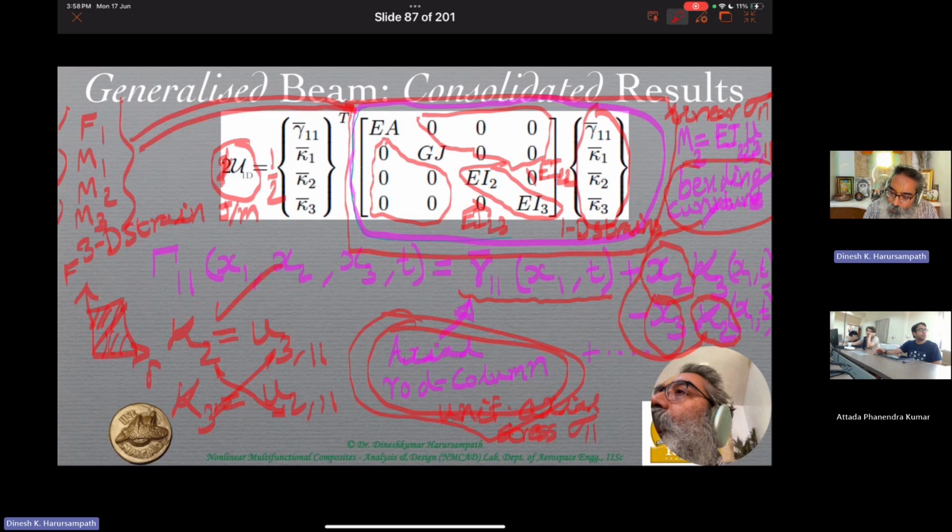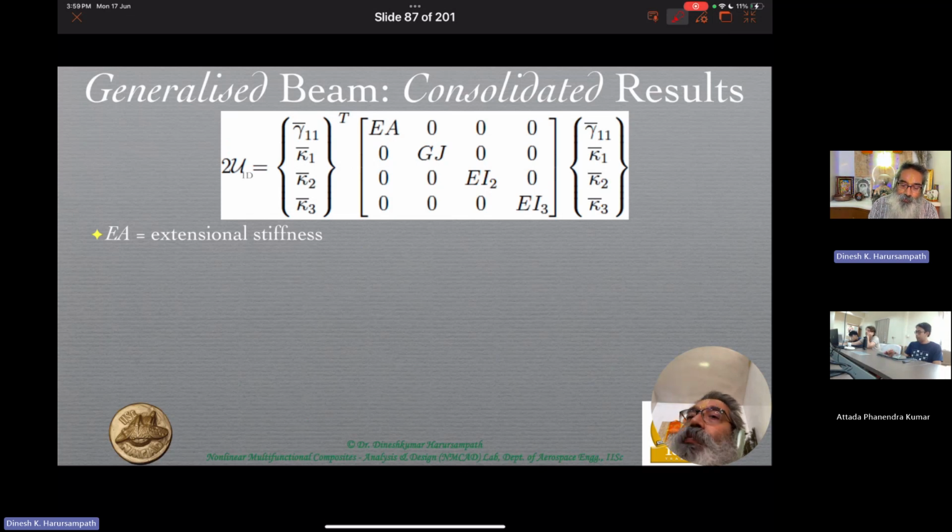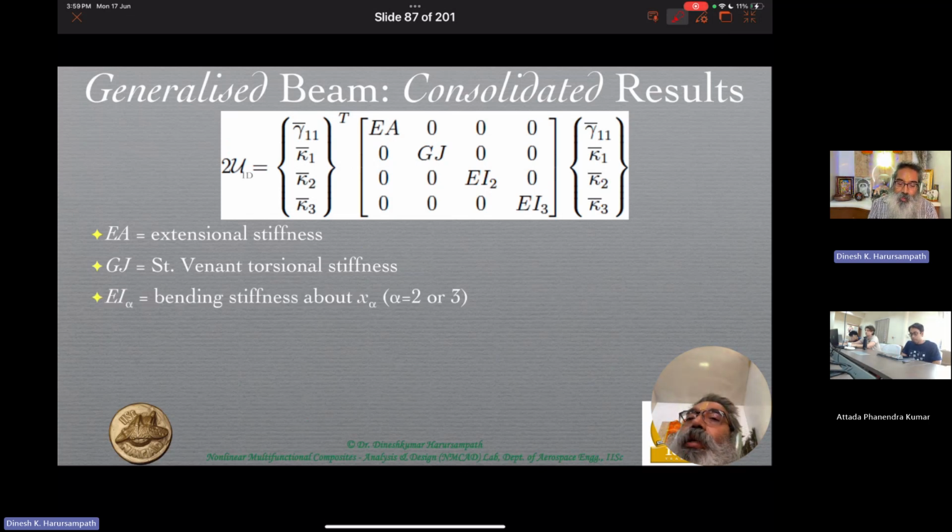Okay, so with that, I'll probably just finish this slide and we'll be done. So EA is called the extensional stiffness. GJ is the Saint Venant torsional stiffness, which we had derived separately in two slides. And in the third slide, we talked about EI2 and EI3, which are nothing but the bending stiffness about the corresponding axes X2 and X3, put both together as alpha, where alpha takes on the values 2 and 3 instead of 1 and 2. Then you have, of course, E as the Young's modulus and G as the shear modulus.